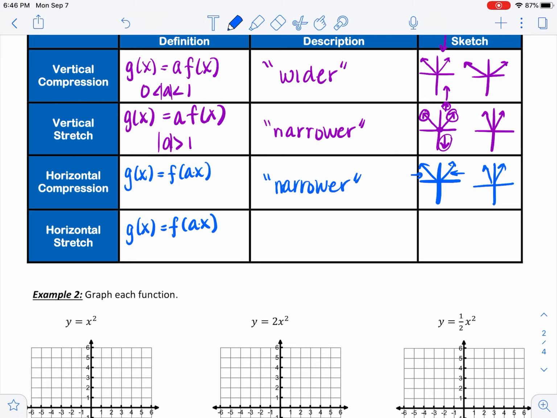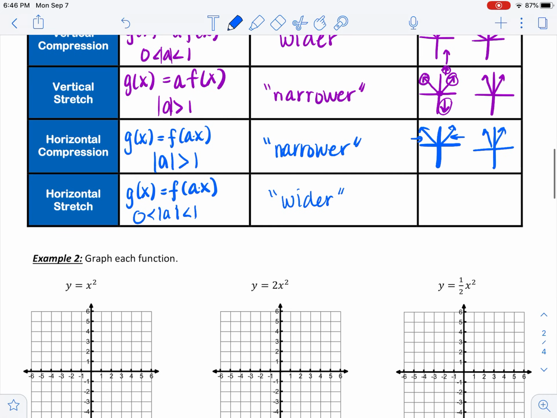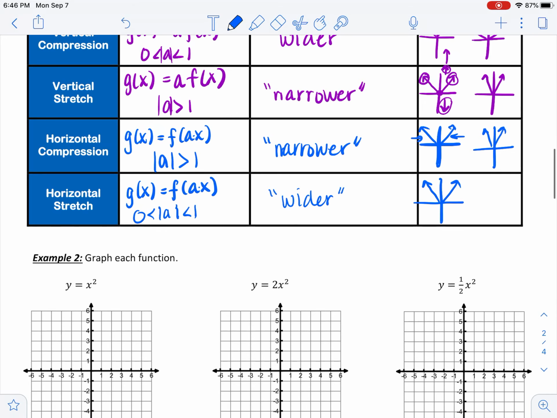Okay, now we need to know what does that. That is going to be when that a value is greater than 1. All right, last but not least, this is obviously going to be wider, and this is when that a value is in between 1 and 0. So here's what the parent looks like. And this is a horizontal stretch. So I'm stretching it this way, and it would be wider.